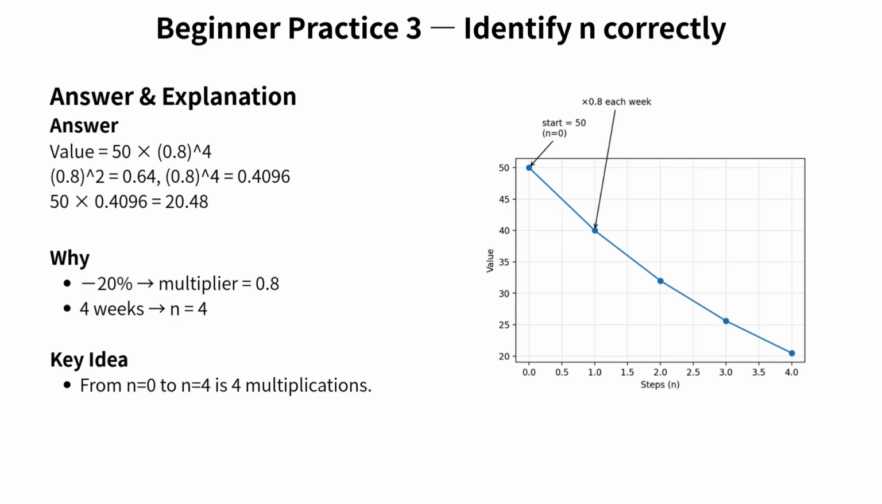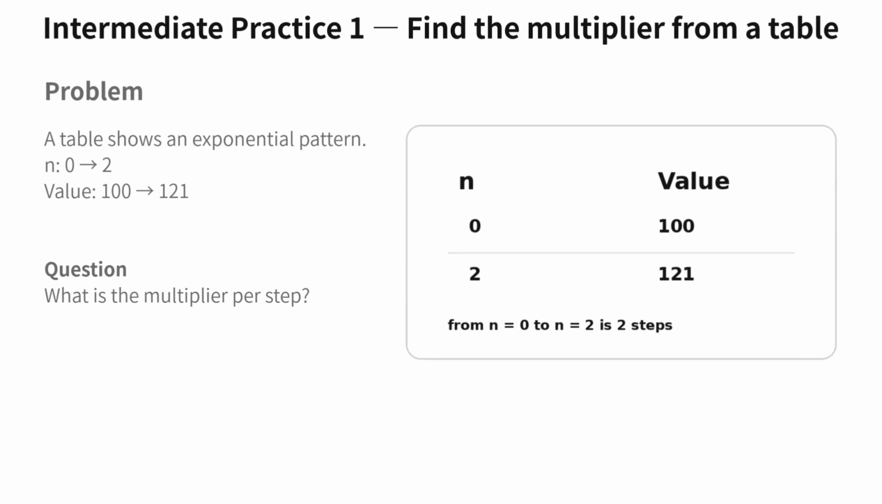This is why n matters so much. Each step is one multiplication. Now intermediate practice. We're given a table. At n equals 0, the value is 100. At n equals 2, the value is 121. The question asks for the multiplier per step. So we need the number that, when multiplied twice, turns 100 into 121.